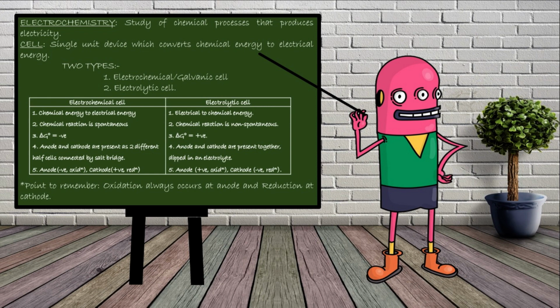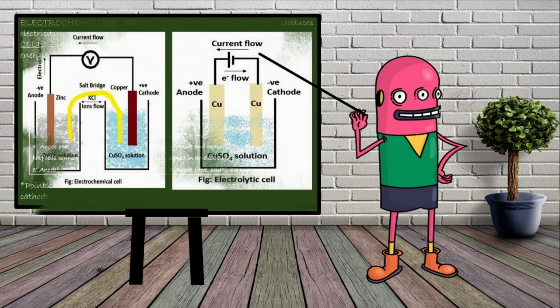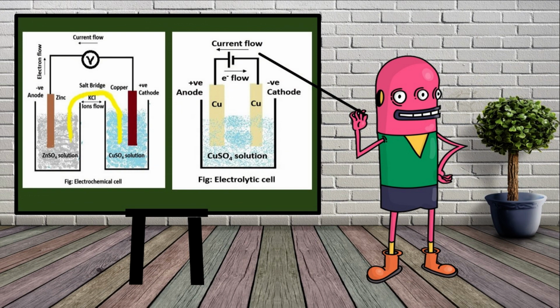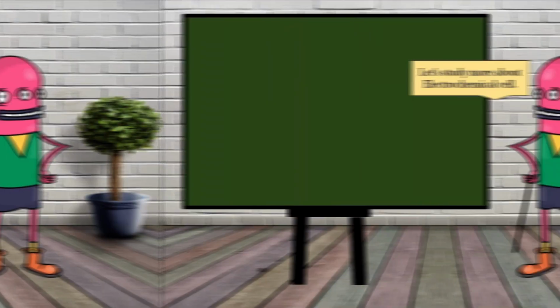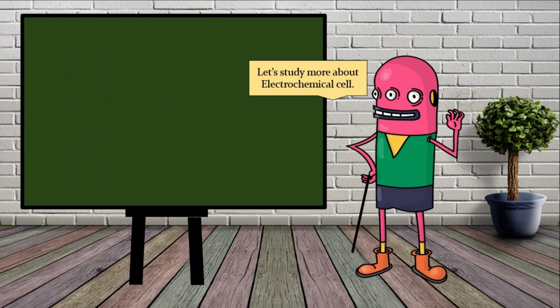Don't worry, after seeing the sketches it will be clearer. Here, you can see the electrochemical cell on the left side and electrolytic cell on the right. Look, the electrochemical cell has zinc metal as negative electrode and copper metal as the positive electrode. V is the voltmeter. The electrolytic cell on the right side has both the electrodes made of copper metal. The anode is the positive one, while the negative one is cathode. I hope it's clear now. Okay, let's study more about an electrochemical cell.